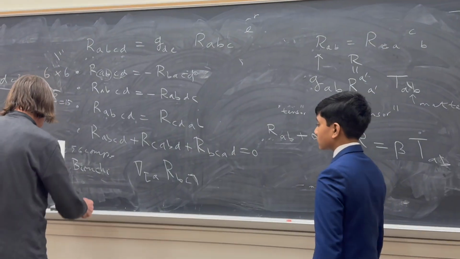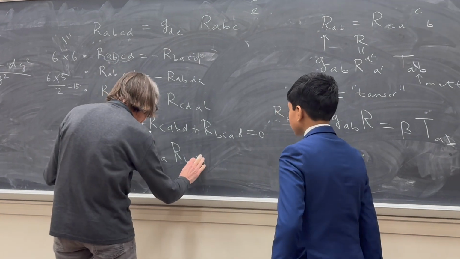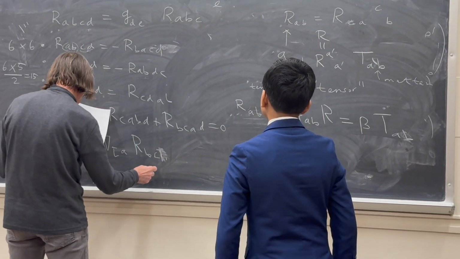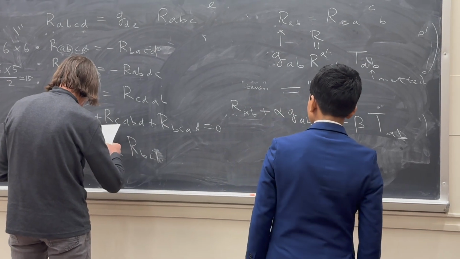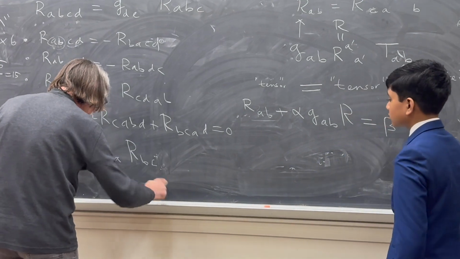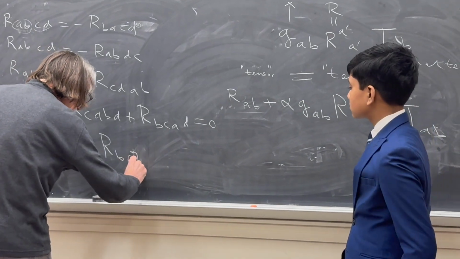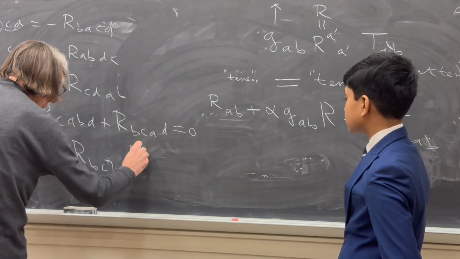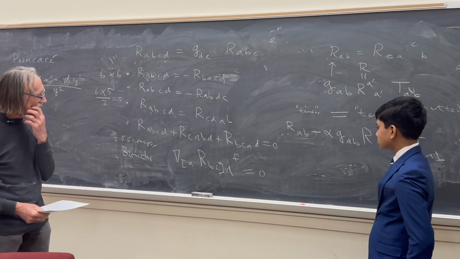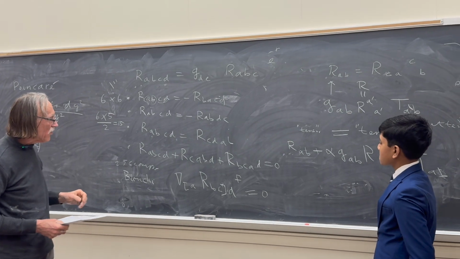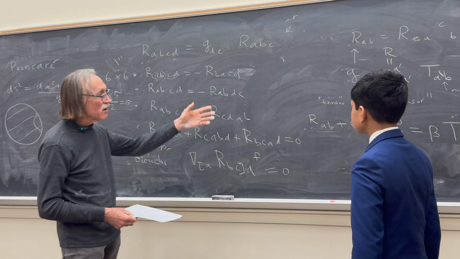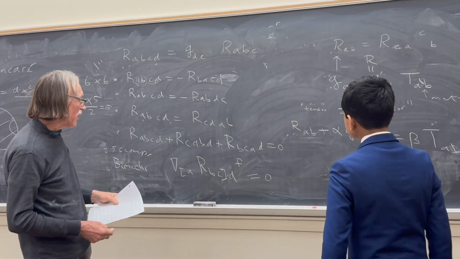The identity is R. Now D is not. Let me see, I will write it like this: D and F is equal to 0. This is the Bianchi identity, and you can derive it. You have to work with how the Riemann tensor is defined.